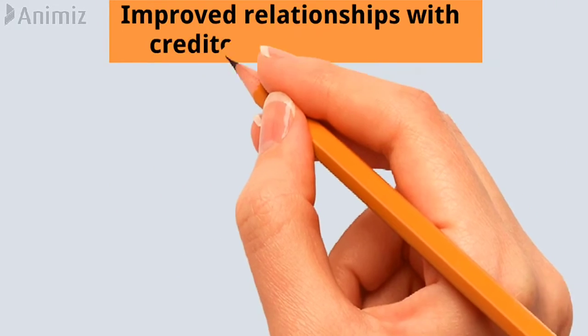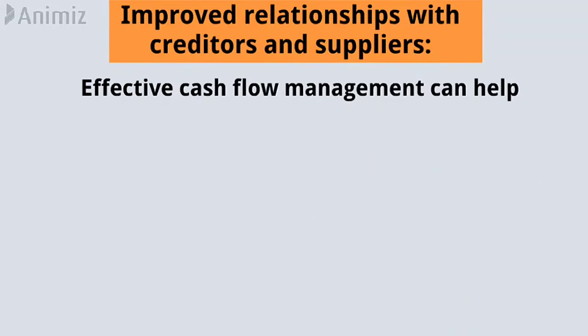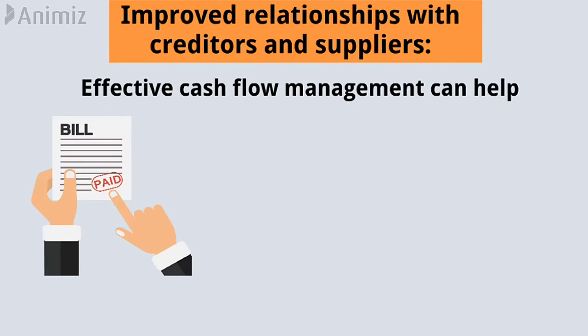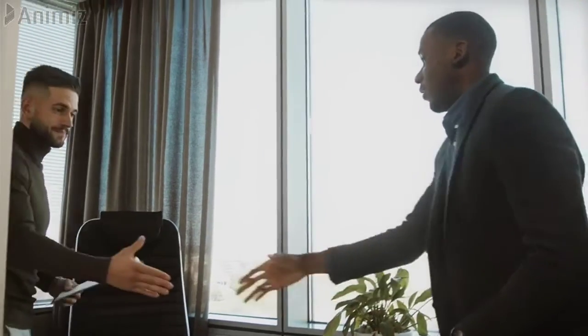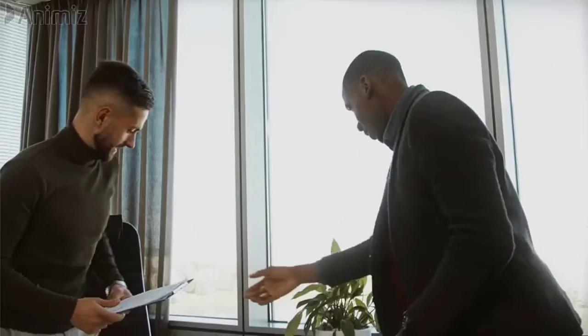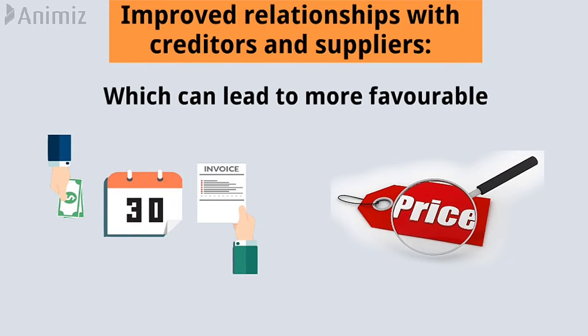Improved relationships with creditors and suppliers. Effective cash flow management can help businesses and individuals to pay bills on time and meet financial commitments. By doing so, businesses and individuals can establish trust and credibility with creditors and suppliers, which can lead to more favorable payment terms and pricing.